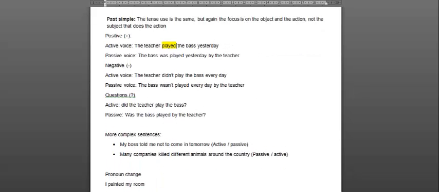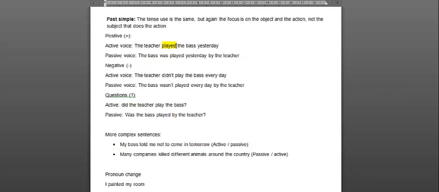The same happens in negative. So instead of isn't, now it wasn't. The teacher didn't play the bass every day. Oh well, yesterday, well, whatever. The bass wasn't played every day by the teacher, right? The same happens with the question. In the question we have, did the teacher play the bass? But when we pass that into passive, we say, was the bass played by the teacher?